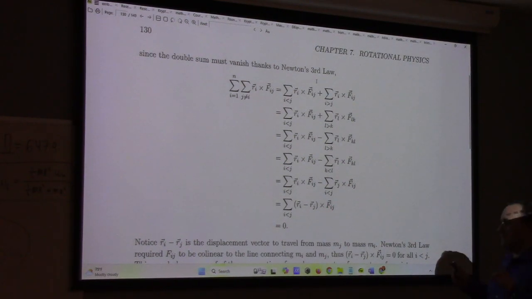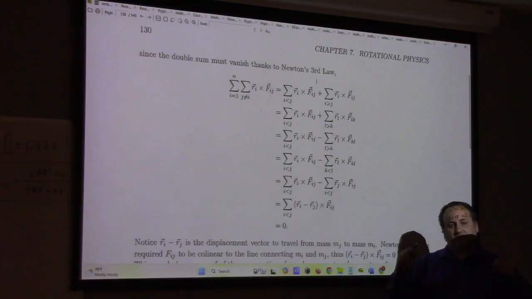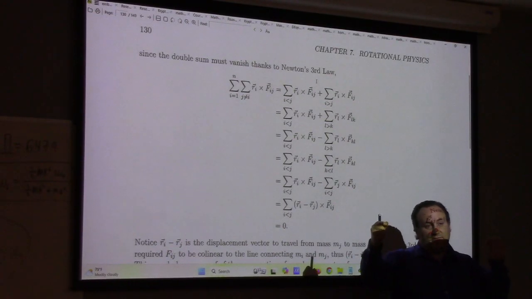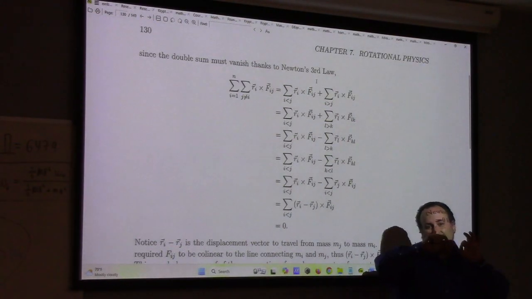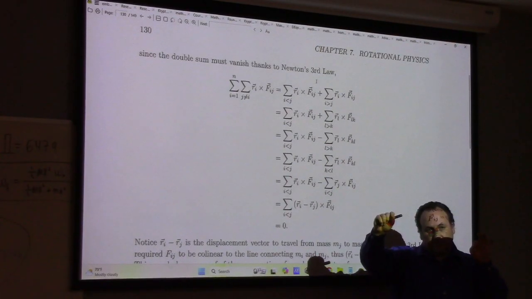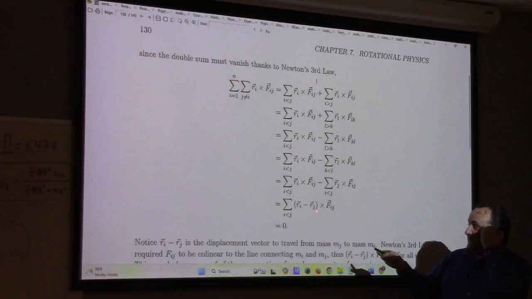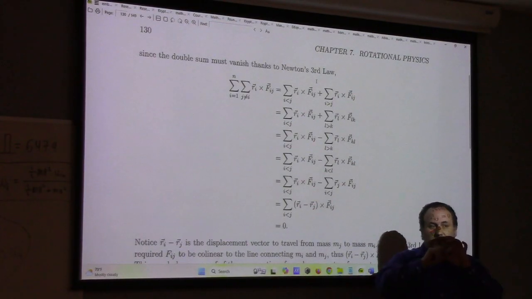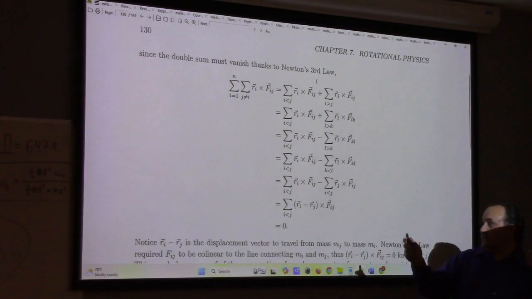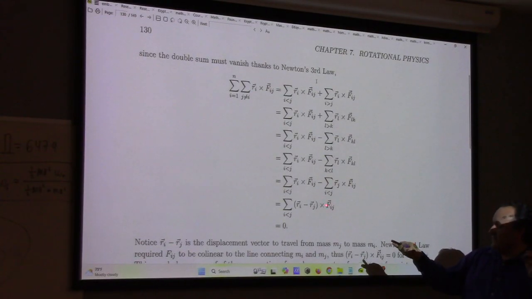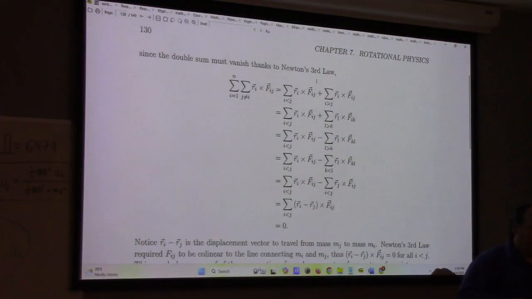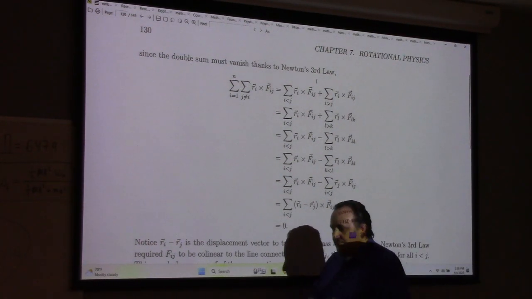But with Newton's third law, there's more to it. It says that third law pairs come in a pair, and they're directed along the line connecting the masses in equal and opposite directions. That's the third law pairing. So that means that r_i minus r_j is collinear, parallel if you like, to F_ij. But the cross product of collinear vectors is 0. And there it is. So the conservation of angular momentum is very much tied into Newton's third law, as you can see in this calculation.